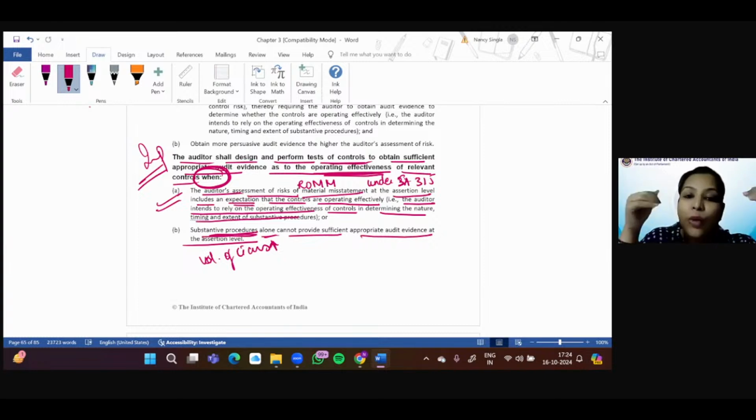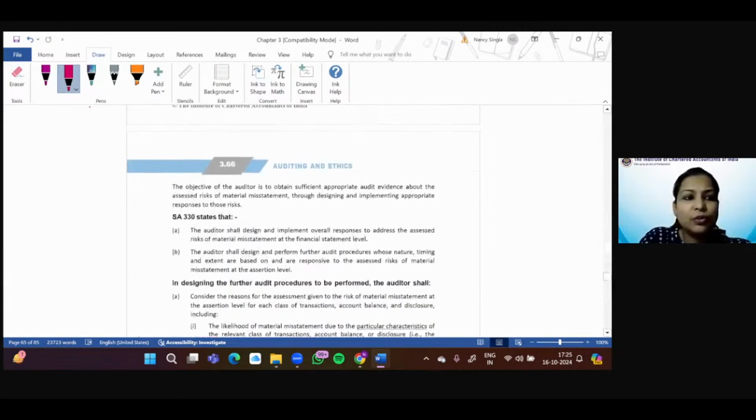That is, when will the auditor design and perform the test of control? See, if he decides he will not rely on the internal control after his assessment under 315, he will not perform the actual testing. Now, he'll devote his time towards detailed checking of the financial statement, towards detailed substantive procedures. So I hope this topic is clear to you.